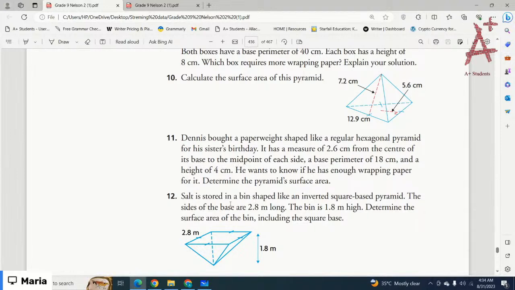So you can see it has 1, 2, 3 triangular faces and a base, right? The base is also a triangle, isn't it? The base is the equilateral triangle and the other 3 triangles are the isosceles triangles, right?